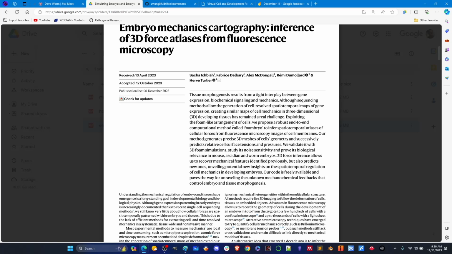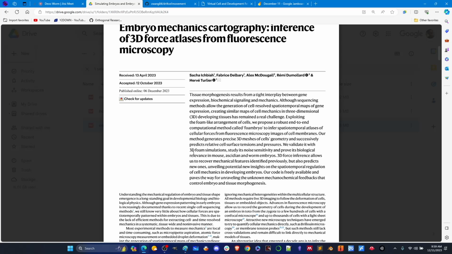exploiting the foam-like arrangements of cells. So this is where they compare the arrangement of cells to a foam. We propose a robust end-to-end computational method called Embryo, a foam-like embryo, to infer spatiotemporal atlases of cellular forces from fluorescent microscopy images of cell membranes. So they're segmenting the membranes and looking at interactions between the membranes. Our method generates precise 3D meshes of cells' geometry and successively predicts relative cell surface tensions and pressures.